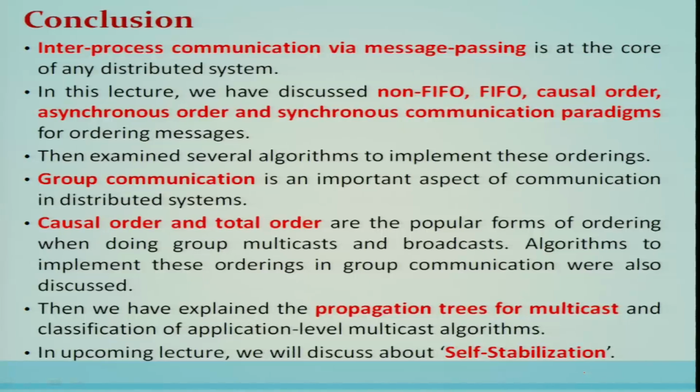Conclusion: inter-process communication via message passing is at the core of any distributed system. In this lecture, we have discussed non-FIFO, FIFO, causal order, asynchronous order, and synchronous communication paradigms for message ordering. Then we examined several algorithms to implement these orderings. Group communication is an important aspect of communication in a distributed system. Causal and total order are the popular forms of ordering when doing group multicasting and broadcasting. Then we explained the propagation trees for multicast algorithms and the classification of application level multicast algorithms.